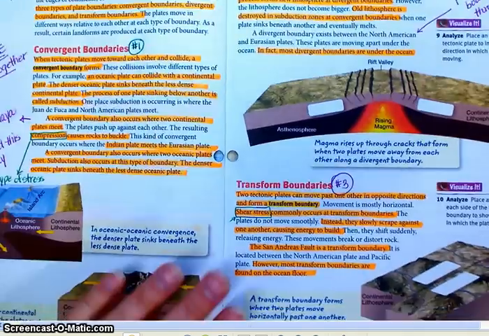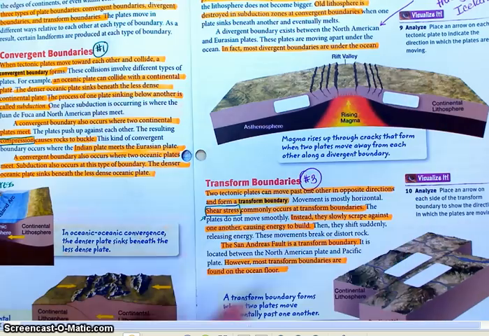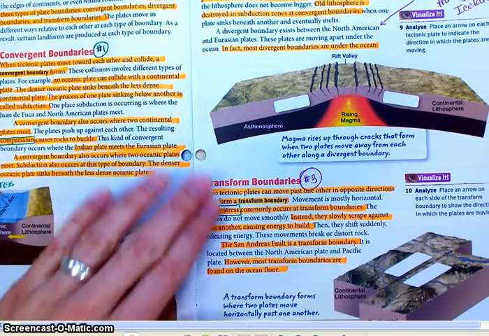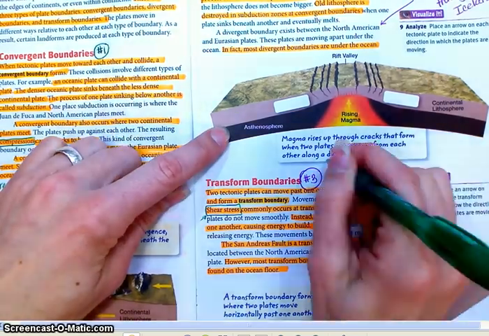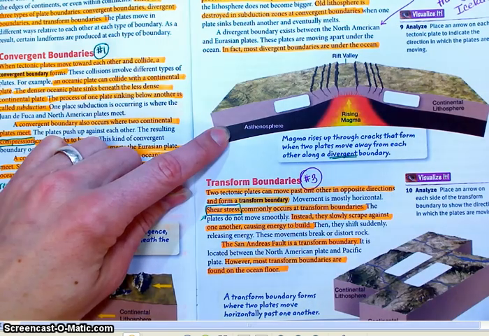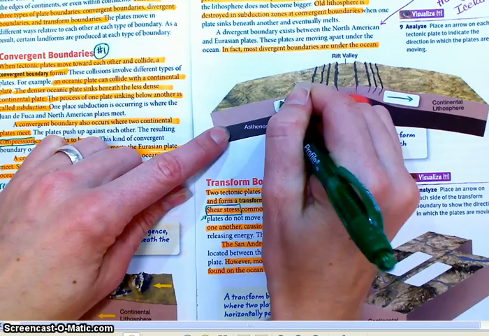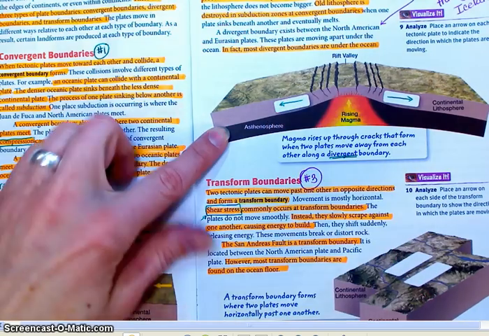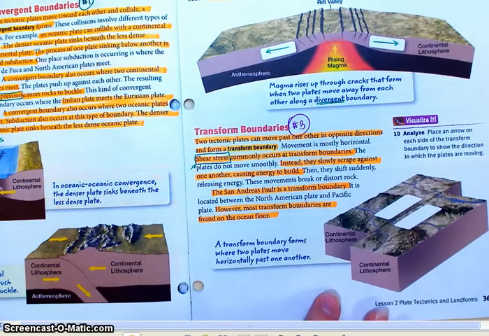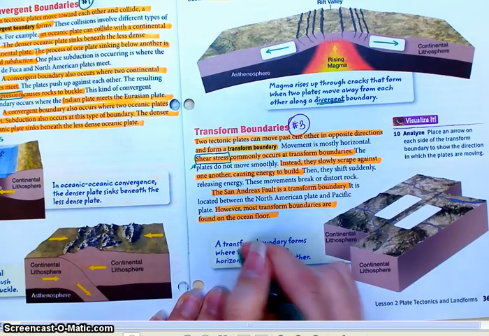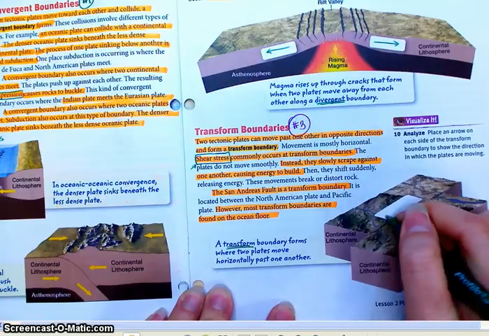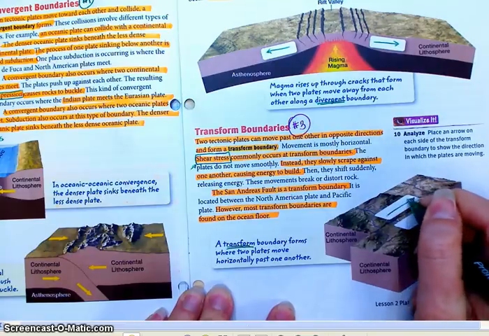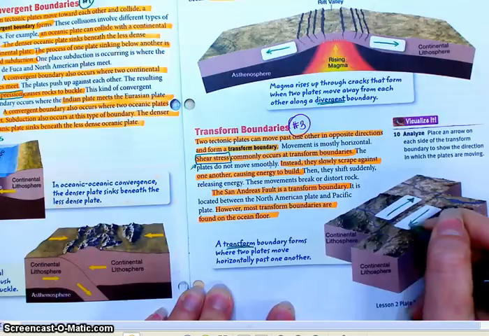All right, and then it asks us to place arrows on each tectonic plate to indicate the direction in which these plates are moving. Well, this is a divergent boundary, so I know that the plates are moving away from one another. So this plate is headed this way, this plate is headed that way, moving away. Down here, this is a transform boundary, so it may be that this one is moving this way, and this one is moving in the opposite direction.